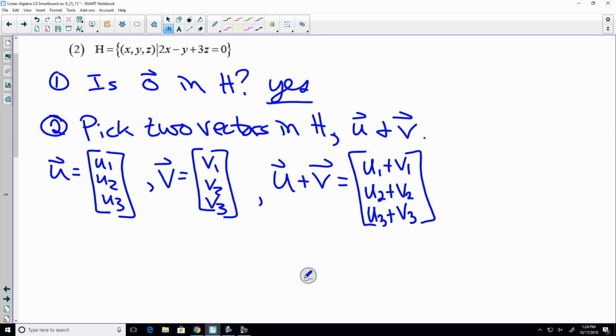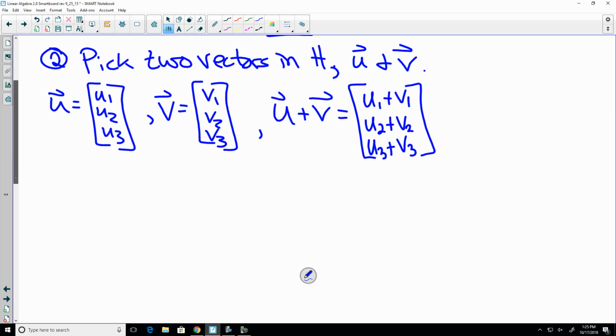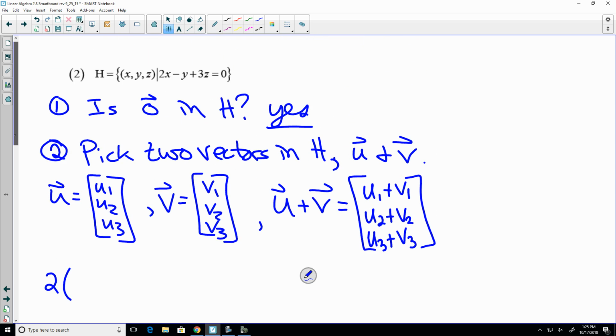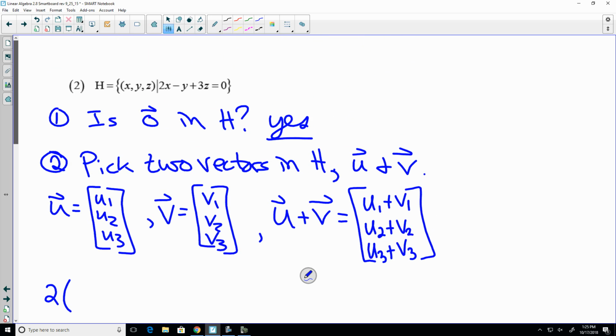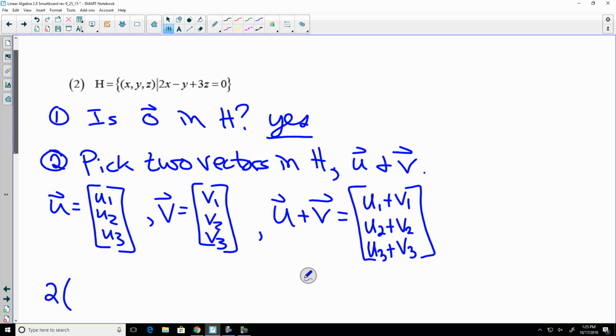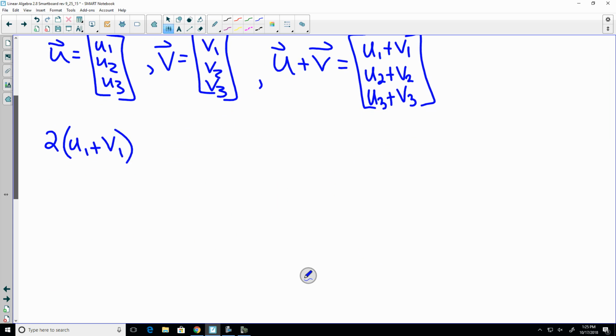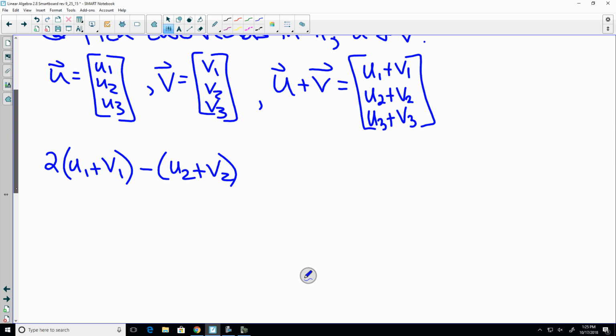So what I need to show is that if I plug these in, it's a solution also, knowing the fact that U and V are solutions in themselves. Okay? So what I'm going to do is plug that into my equation, see what happens. So 2 times, I'm looking at the first component here. They call it X. Our first component is U1 plus V1. I'm going to plug it in for that X. So 2 times U1 plus V1, minus Y. My Y component is the second component, U2 plus V2. And what's the last one? Plus 3Z. Z is the third component.